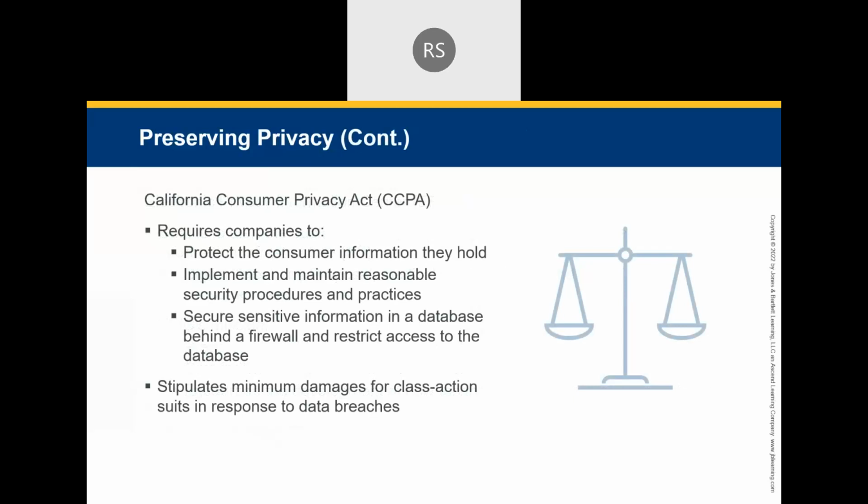The California Consumer Privacy Act is a piece of legislation designed to safeguard consumer privacy rights. So it requires companies to protect the consumer information that they do hold. They implement and maintain reasonable security procedures and practices, and secure that sensitive information in a database behind a firewall and restrict access to the database. It also establishes minimal damages for class action suits as a response to data breaches. The companies are held accountable for breaches that compromise consumer data.